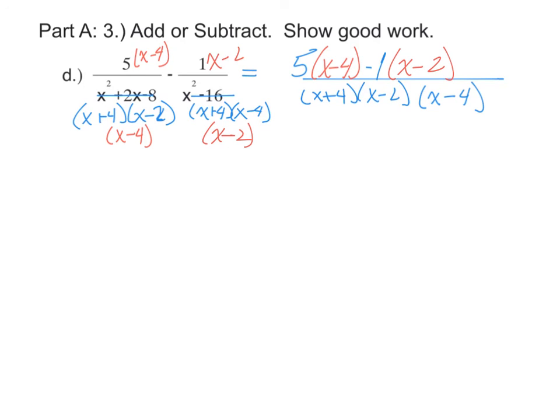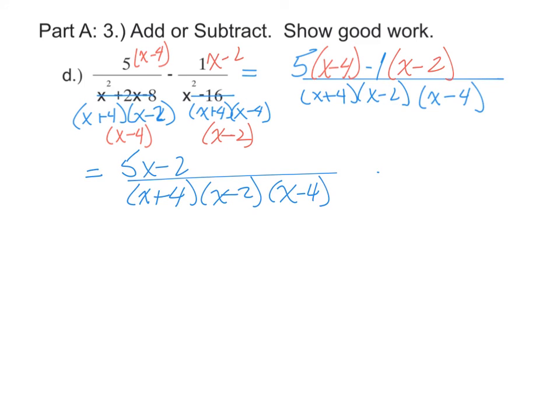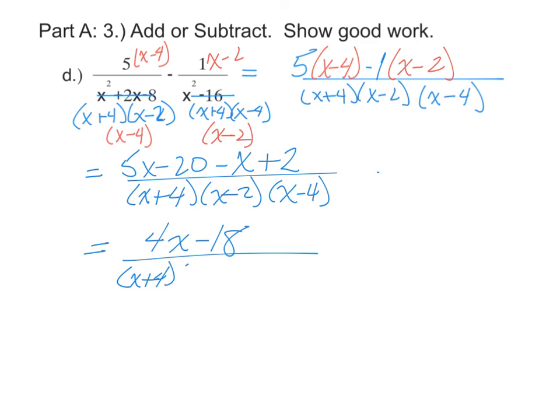Now that everything is set up, it's all about simplifying. My solution is going to have x plus 4, x minus 2, and x minus 4 in its denominator. The numerator, when I distribute the 5, is going to be 5x minus 20 minus, and distribute the 1, minus 1x, and minus 1 times minus 2 is plus 2. Combining like terms, 4x minus 18 over my factored denominator, x plus 4, x minus 2, and x minus 4.